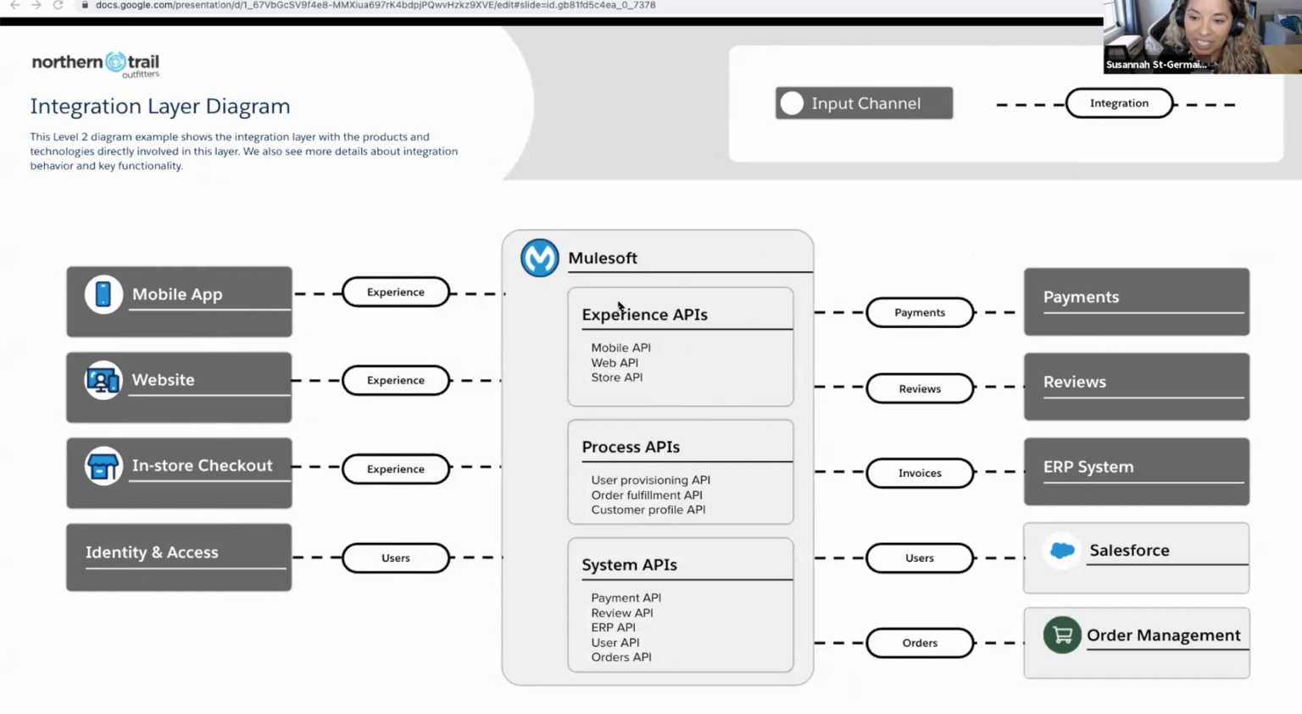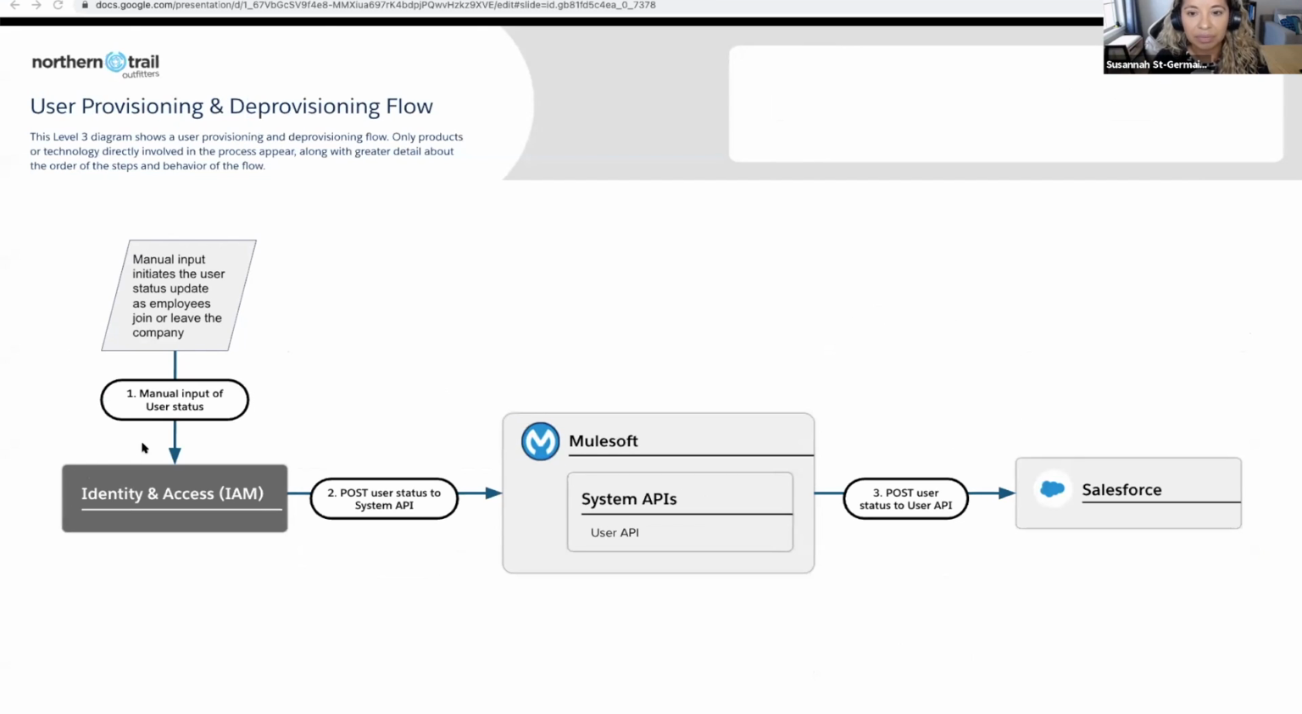So we're using experience APIs from MuleSoft here, and here we're integrating user information. We don't see specific details about a specific API or the data types or what fields might be involved. And that's because that's reserved for level 3 diagrams. Let's take a look at that.